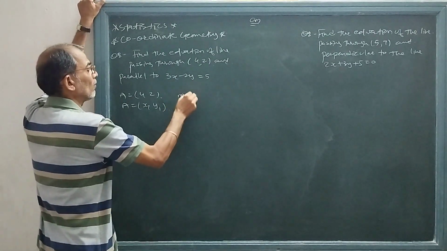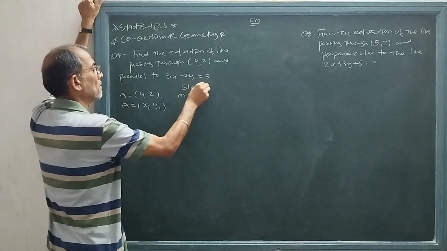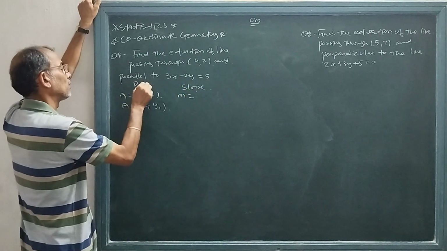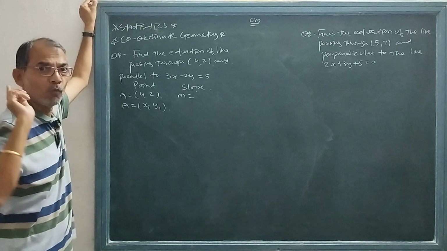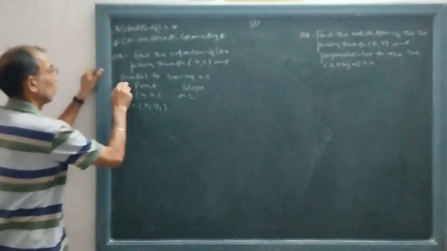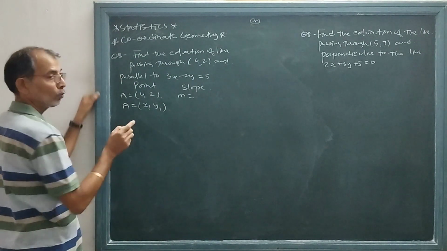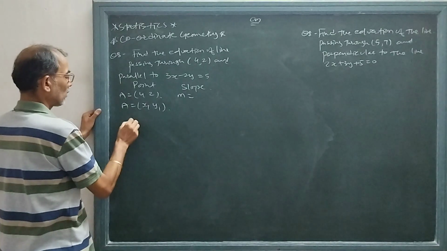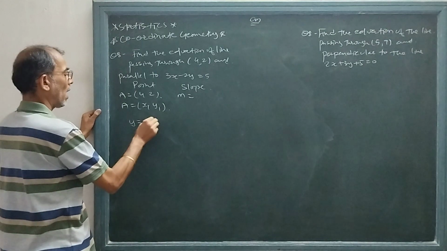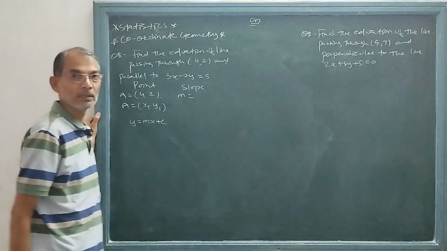Now, to find the line we need the slope. We already have a point. So how will we find the slope? We will find the slope of this line. So this line will be converted into y is equal to mx plus c.